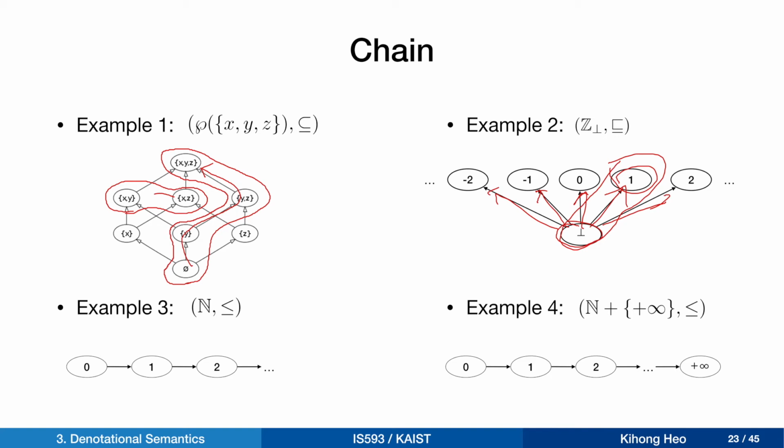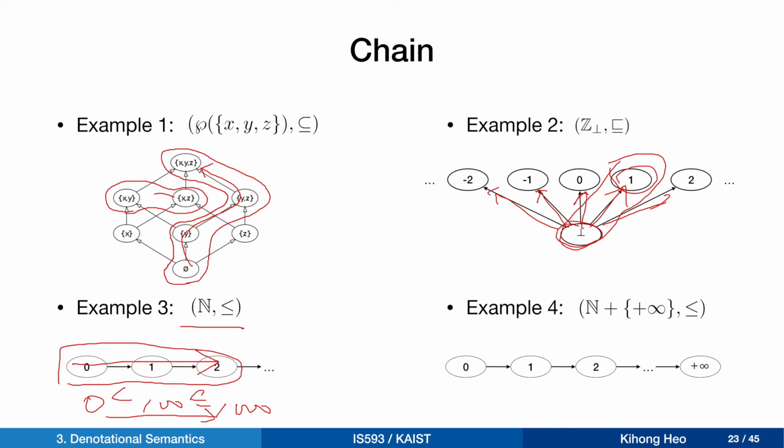Next will be much simpler because this set, the set of natural numbers, is already a totally ordered set. So any subset of the set will be a chain. For example, 0, 1, 2 will be a chain. Or 0, 100, 1000 will also be a chain because there is an order relation. The same thing also happens in the last example.